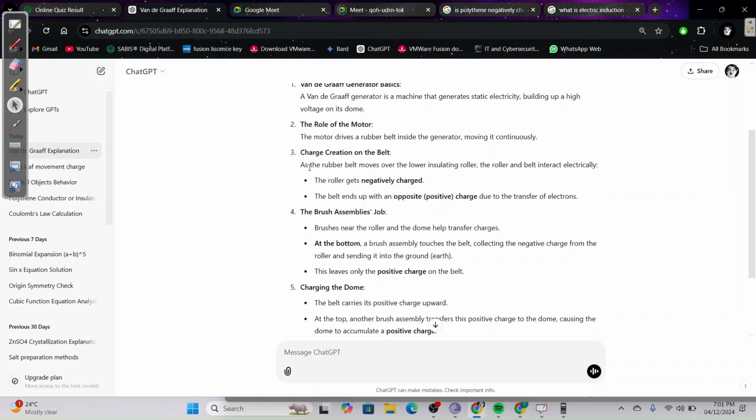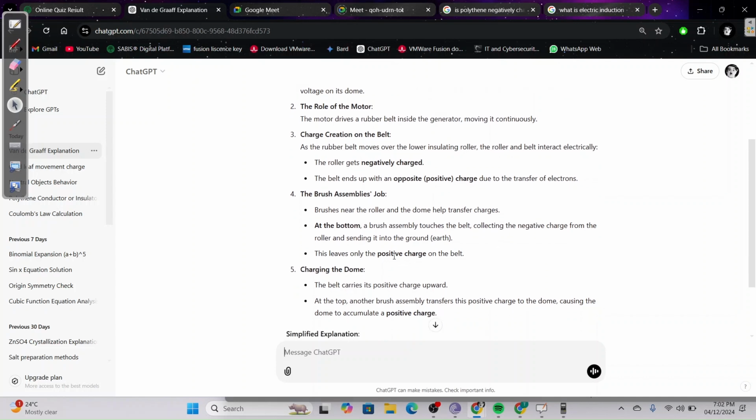As the rubber belt moves over the lower insulating roller, the roller and belt interact electrically. Since they're interacting, the roller will get negatively charged, and the belt will end up positively charged, because they're opposite. The electrons transfer to the roller. Remember, the brush will send the electrons into the ground. It'll earth it. This is earthing.